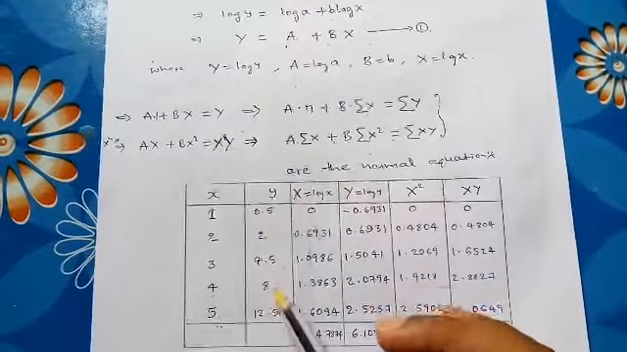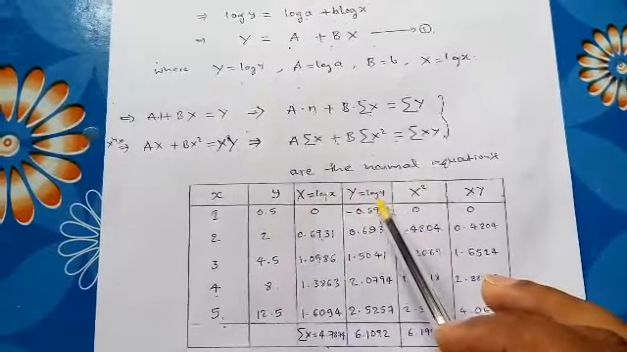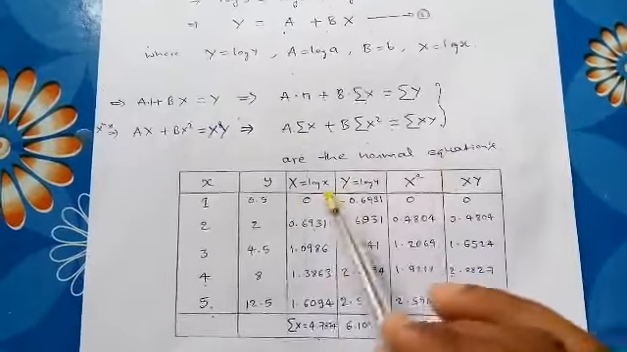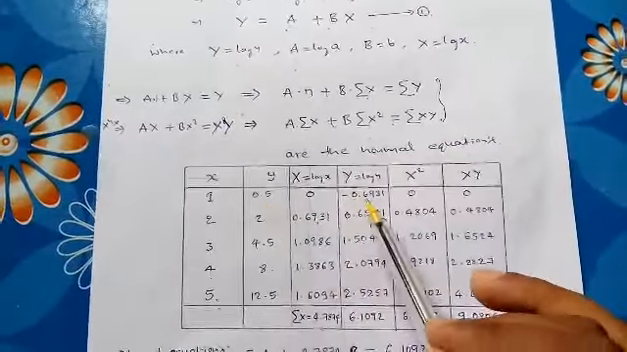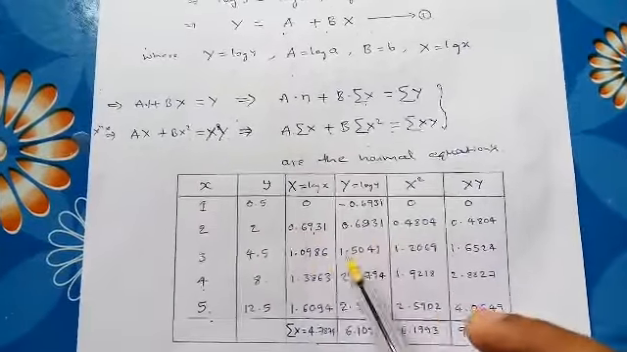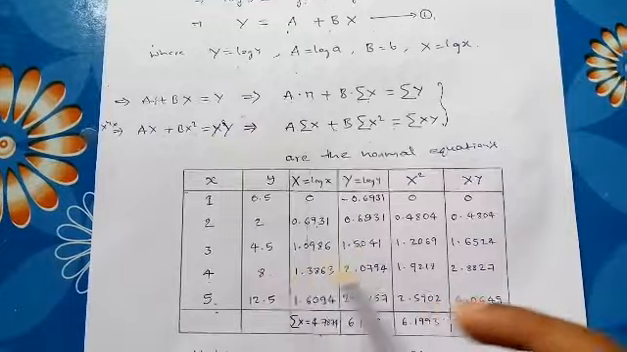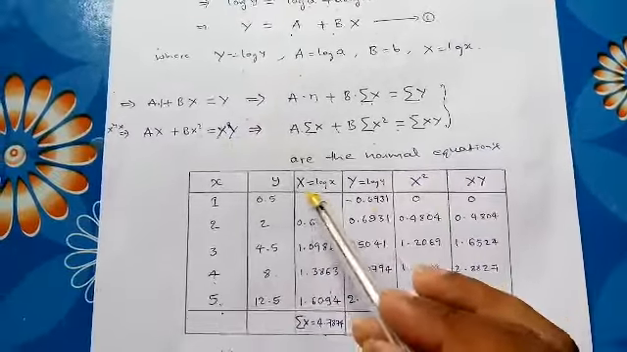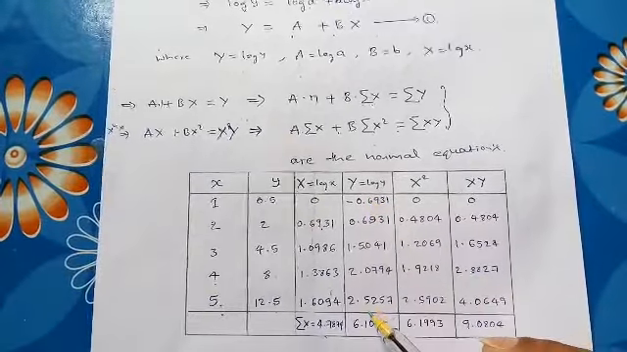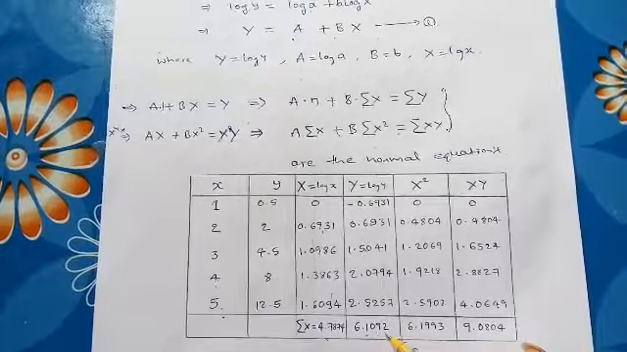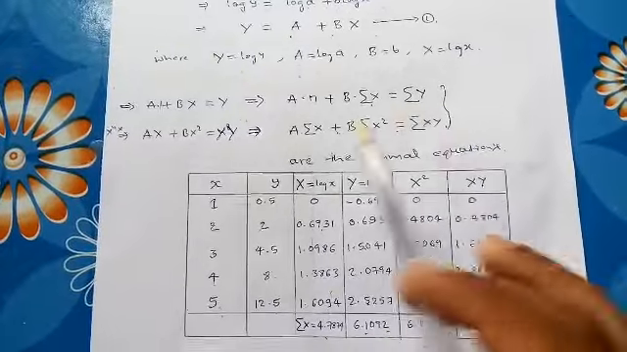Similarly, y values are here. Find out the log of y values, so it becomes capital Y value. Log of 0.5 is this one. Log of 2 is 0.6931. Then log of 4.5, log of 8, log of 12.5 is this. So these are the values of capital Y. Find out their sum. We get 6.1092 as the summation of Y.